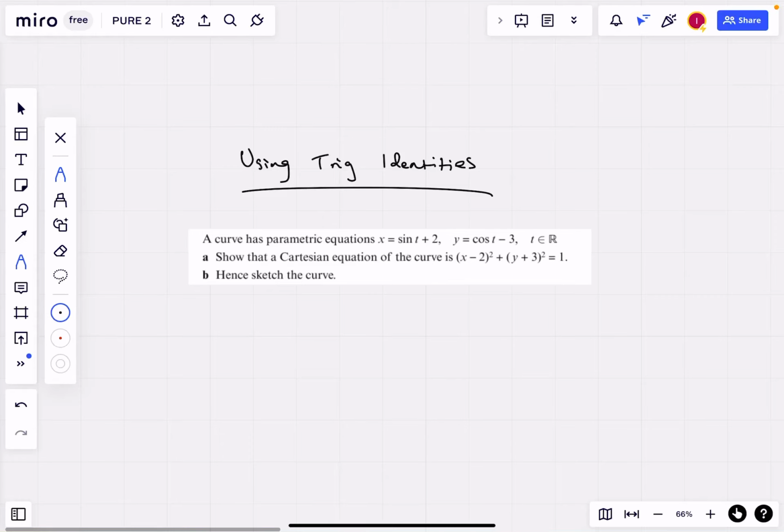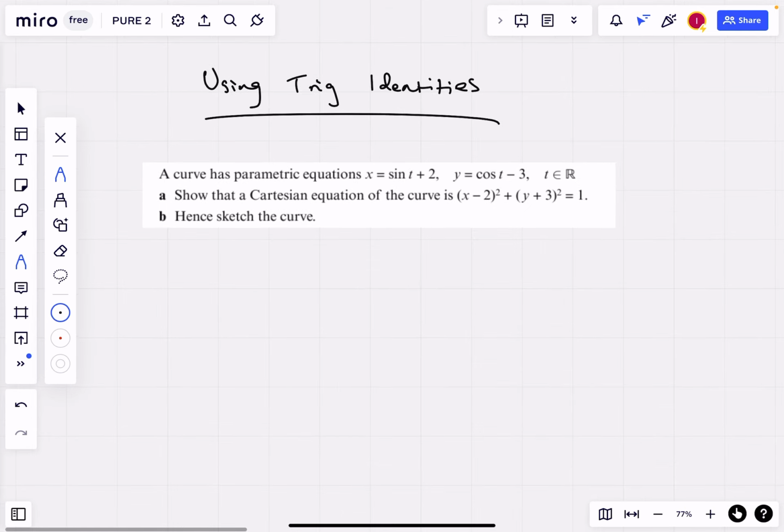Now let's have a look at how trig and trig identities can be applied to parametrics. Your question is going to follow the same format. You're still going to have to find a Cartesian, and then you're still probably going to have to sketch. Finding the Cartesian now is a little bit more complicated though, because you've got parametrics and because you have trig.